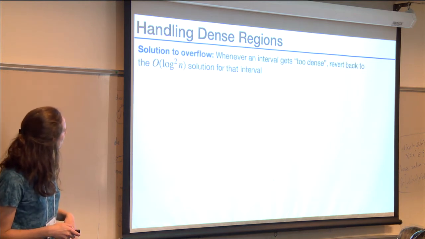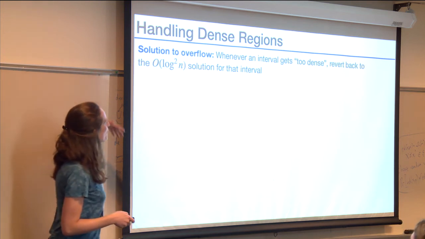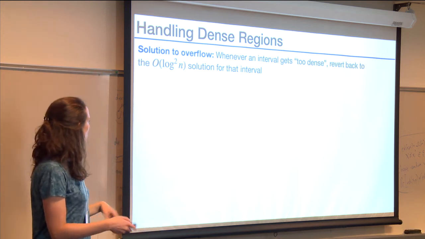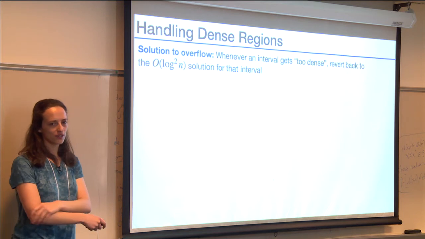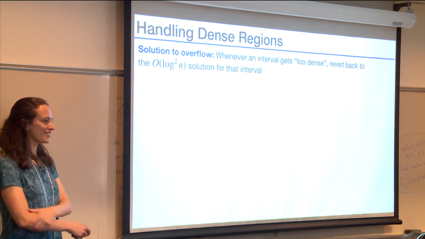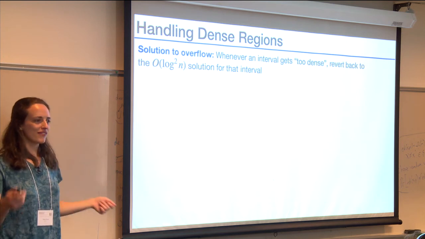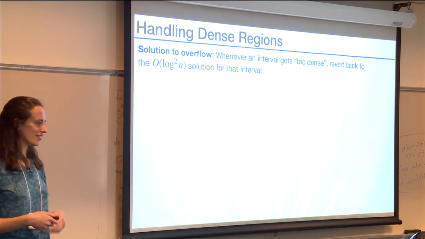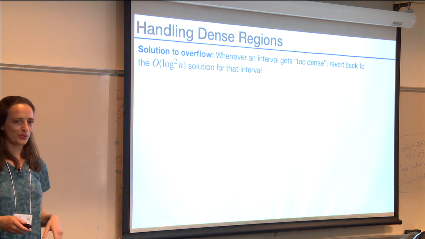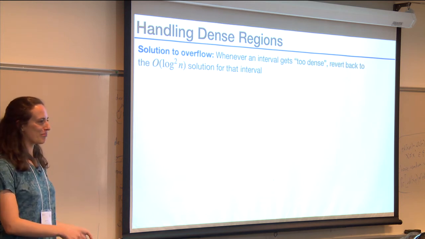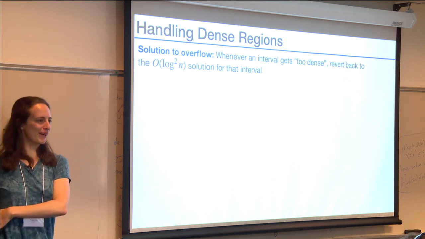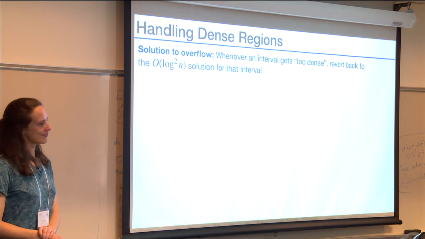Okay, solution to the overflow. Whenever an interval gets too dense, we're just going to revert back to the log squared n solution for that interval. So for that reason, we have an array, and most of the places are fast to insert into, and there's some slow ones, and that's kind of the place that we ended up before doing the whole history independent thing earlier on.